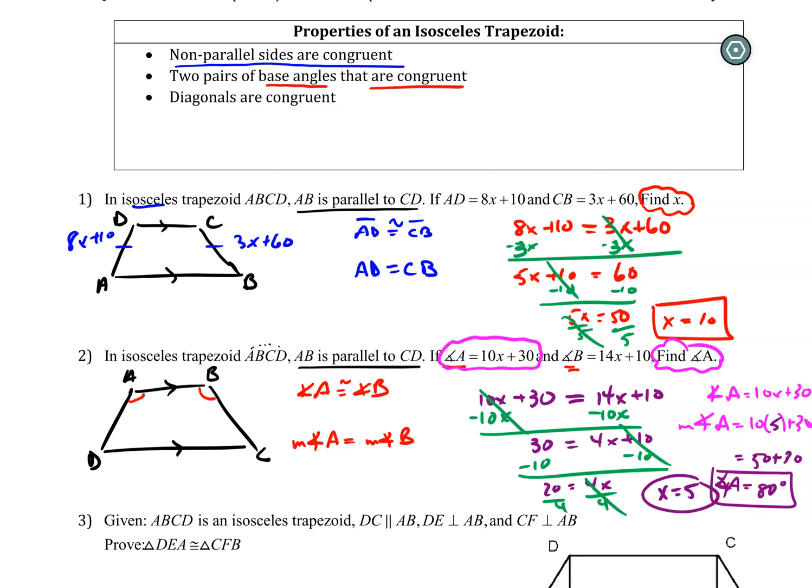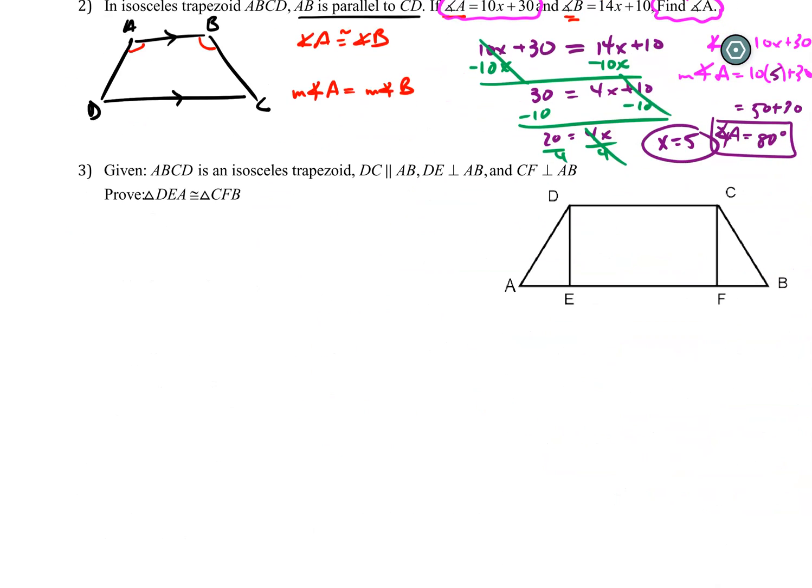So there's the two examples of how we can utilize the properties of an isosceles trapezoid and their actual values and or lengths and sides and segments and stuff like that algebraically. The other thing that can be done is a proof. And this would be just like a standard proof that we had done in the previous unit, and that is statement, reason.